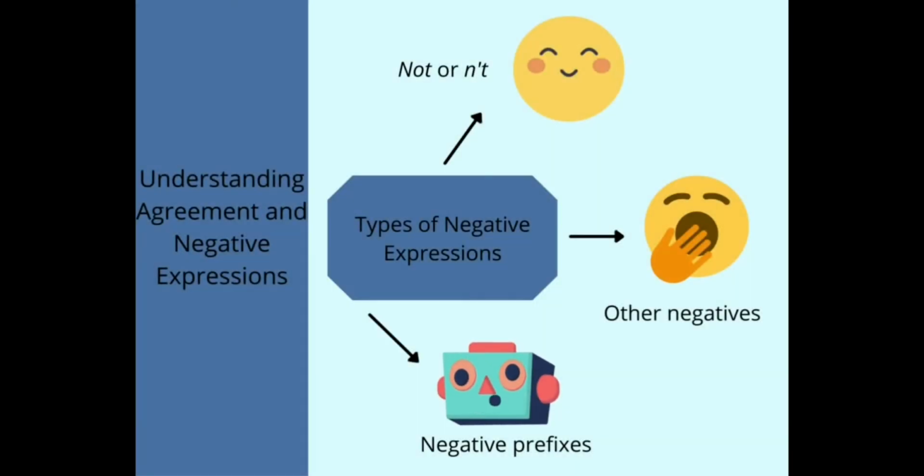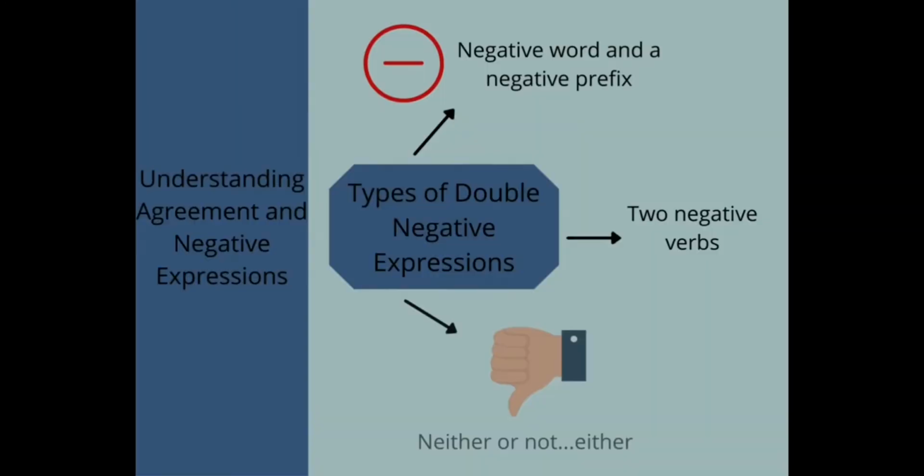There are three types of negative expressions, such as not or n't, like didn't. Other negatives like nobody, none, nothing, never, and negative prefixes like un, in, dis, im. The example words for negative prefixes are unpredictable, inactive, disappoint, and impatient.